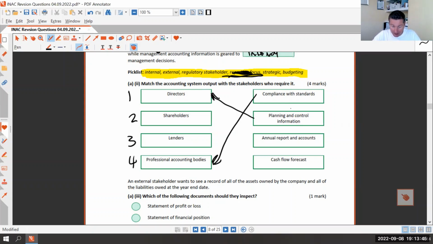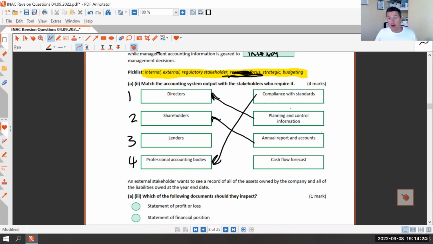Last two, we've got shareholders and lenders. Now, you can make an argument for both of these, but which do you think is the more likely person who's going to be interested in the annual reports and accounts? Yeah, so the shareholders. 99% of the time, they won't see the management accounts and things like that.